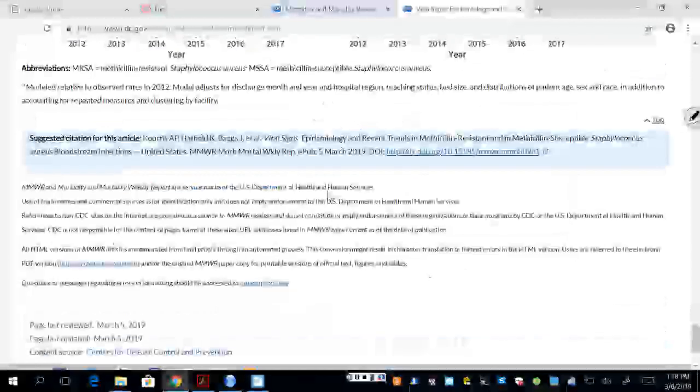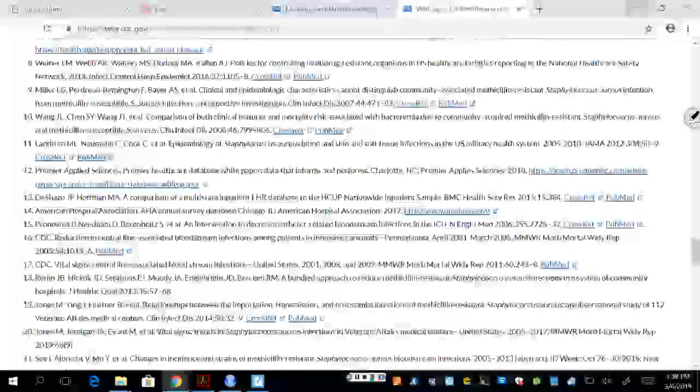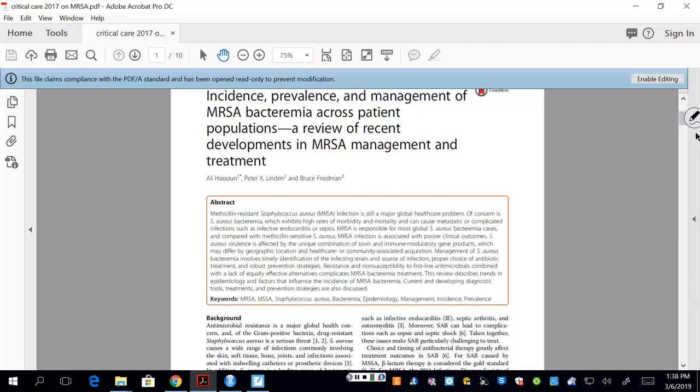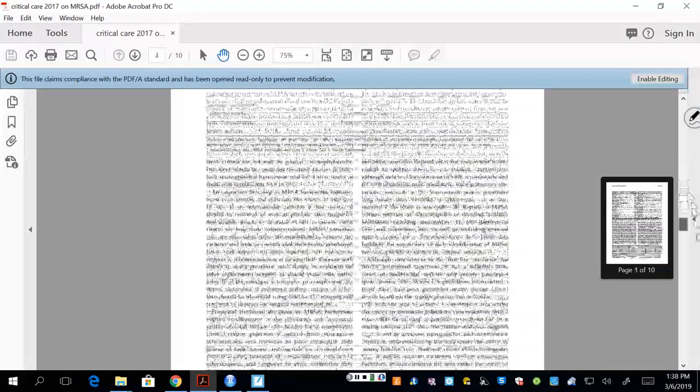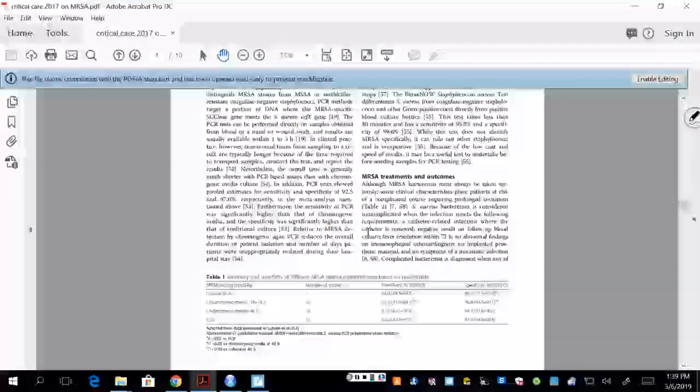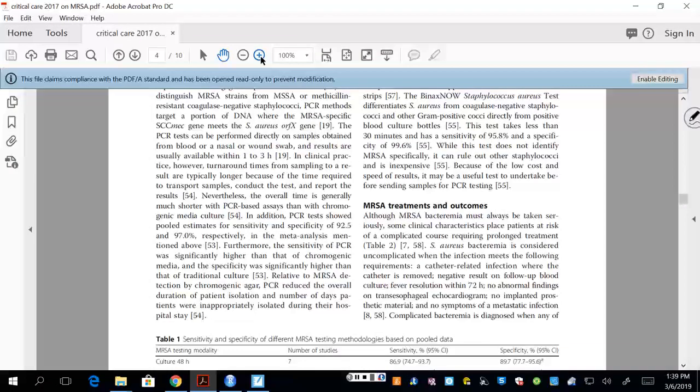This particular one had an article with some link to some other ones that talk about the rates at which these are happening. And I found a different article that I posted on our site, on incidence, prevalence, and management of MRSA bacteria across different populations. So a review. One thing in this article is the table here, if I can make it show up. Maybe it's a little bigger.